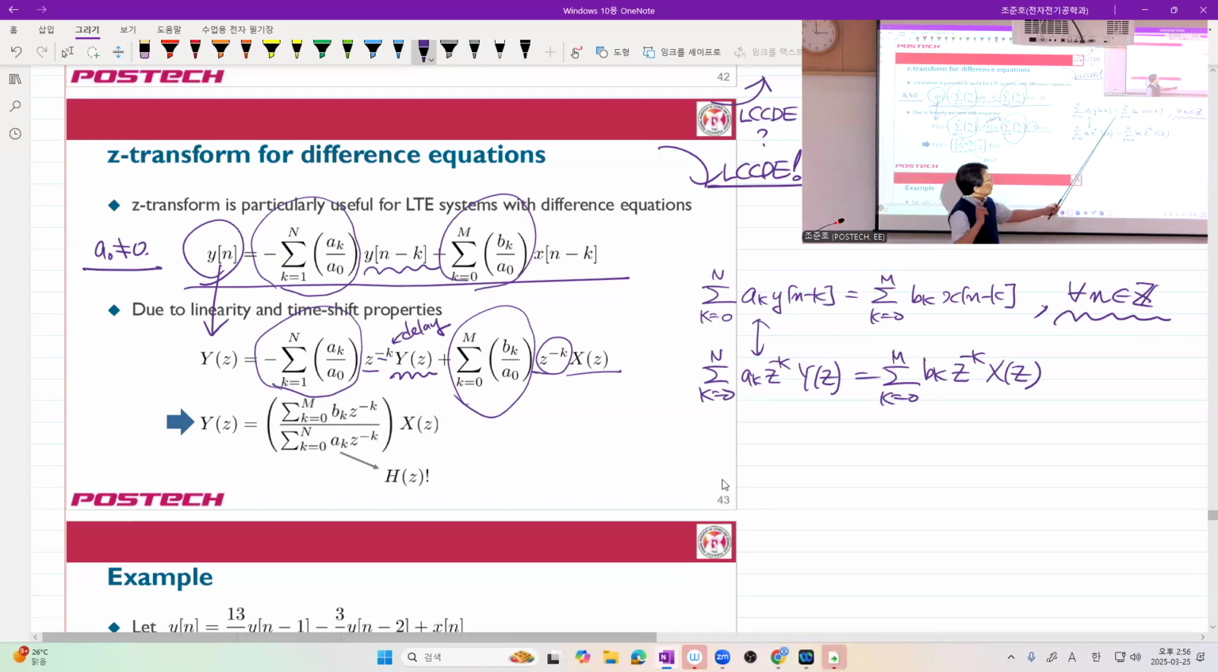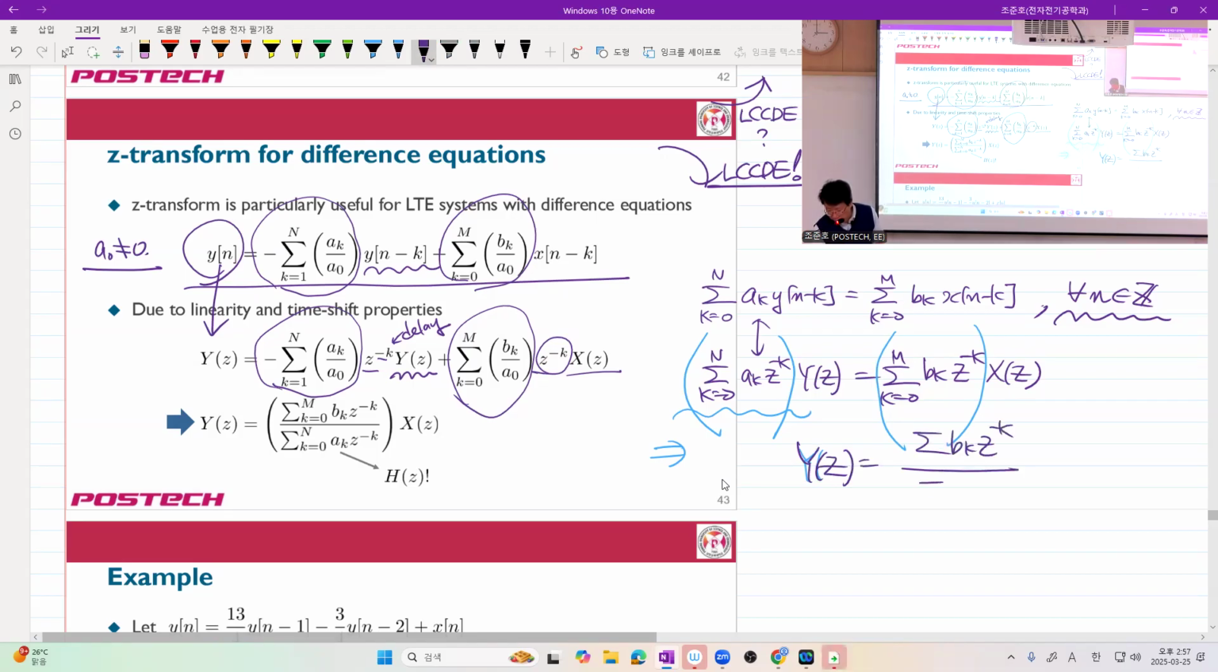See here, how many equalities do you have? Countably infinite. How many equalities do you have? You may say 1, but actually, if you vary z, uncountably infinite. But anyway, here, this summation does not act on capital Y. So you can put a parenthesis here, and also put another parenthesis here. Then what can you do? If this is not 0 at some z, then now output Z transform over input Z transform, what is this? This must be the system function, capital H. Got it? That is this.